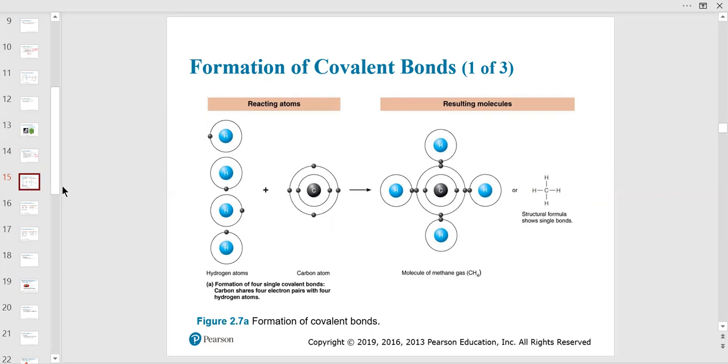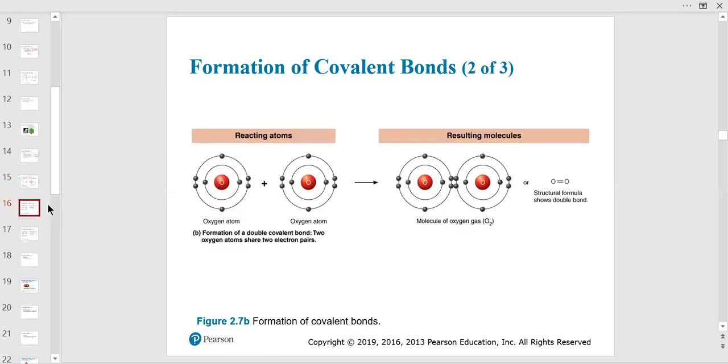Okay, this is showing methane. This is clear because carbon has that 6 electrons, and it's easy to share with 1 hydrogen, 2 hydrogen, 3 hydrogen, 4 hydrogens to make up this CH4, and that's methane gas. That's a classic example of a covalent bond, strong bond right there.